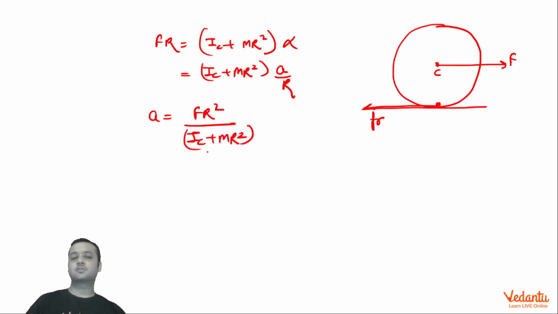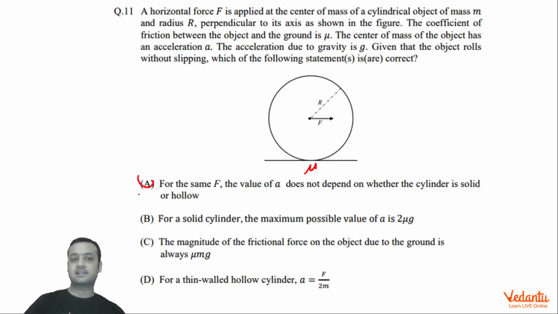Now this clearly shows you that acceleration A actually depends upon whether it's a hollow or a solid cylinder, because for a solid cylinder the moment of inertia will be half MR square about the center of mass, and for a hollow cylinder it will be MR square. Therefore A will be different. So option A is clearly wrong.